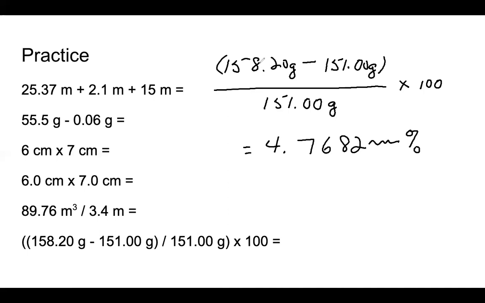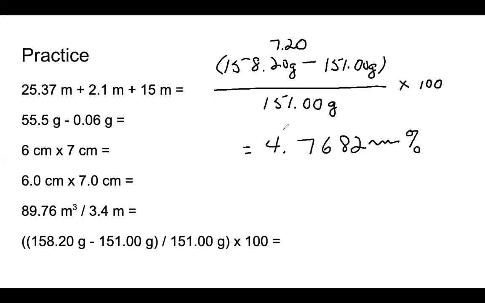I'm going to do the sig figs for the subtraction first. When you subtract this on your calculator, you're going to see 7.2. But our first measurement has 2 decimal places. The second one has 2 decimal places. For subtraction, our answer has to have 2 decimal places. So I have to put a 0 there. So that is the result of the subtraction.